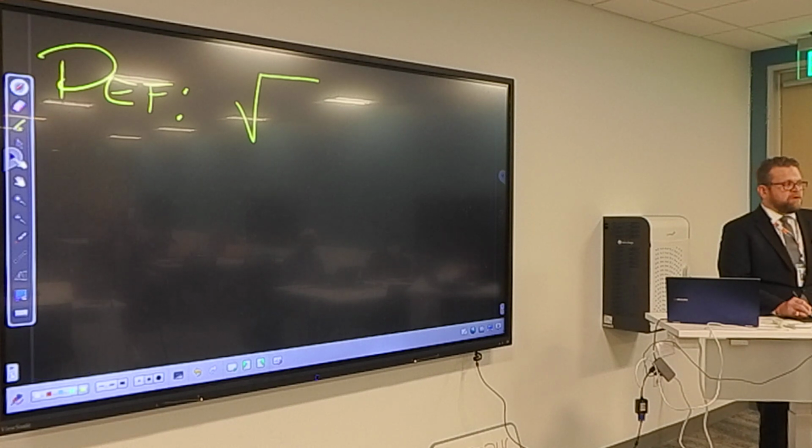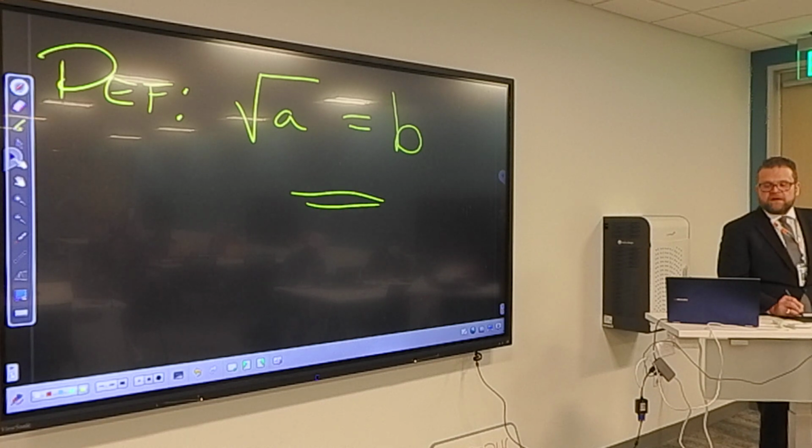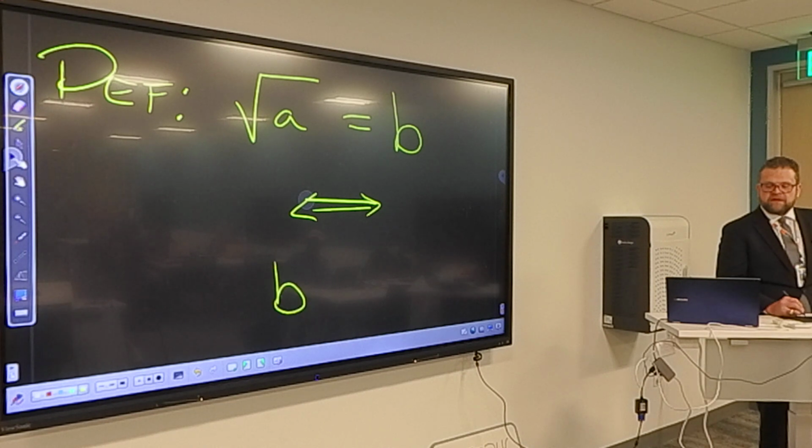What does this symbol mean? The square root. The square root of a number being equal to this other thing is only true whenever you can take that other thing, square it, and get back to A. Now there's a caveat here though. I'll put an asterisk here.